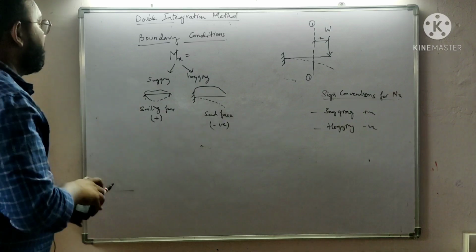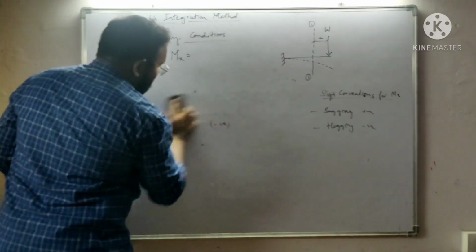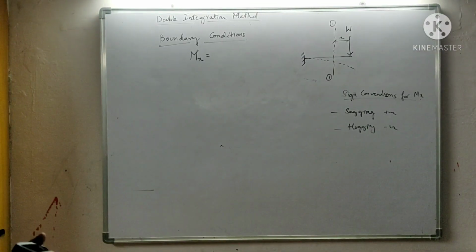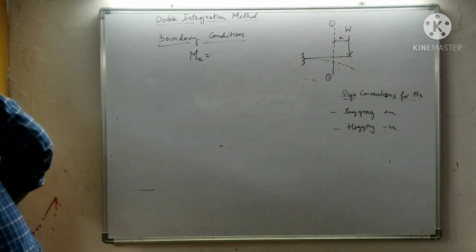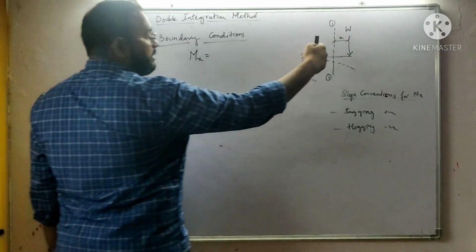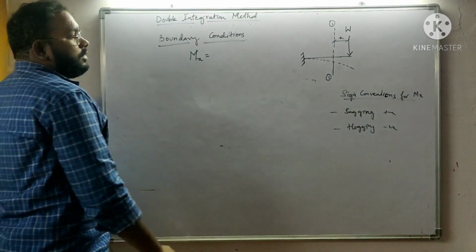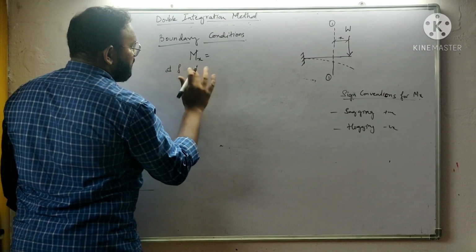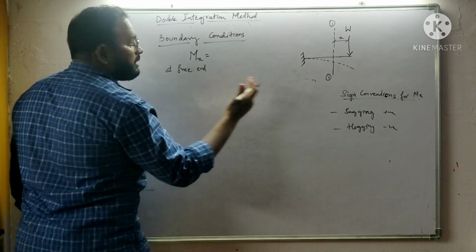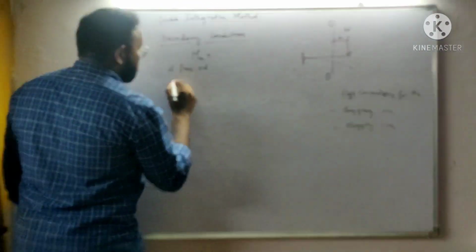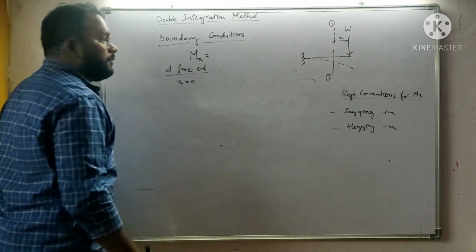Now moving on, we'll get to know what the boundary conditions are. You remember that boundary conditions are to be applied to calculate C1 and C2. I'll write the equation for Mx. In this case, you have a point load of W which is at a distance of x. So at the free end, if I move the section to the free end, x will become equal to 0. So at the free end, x will be 0.